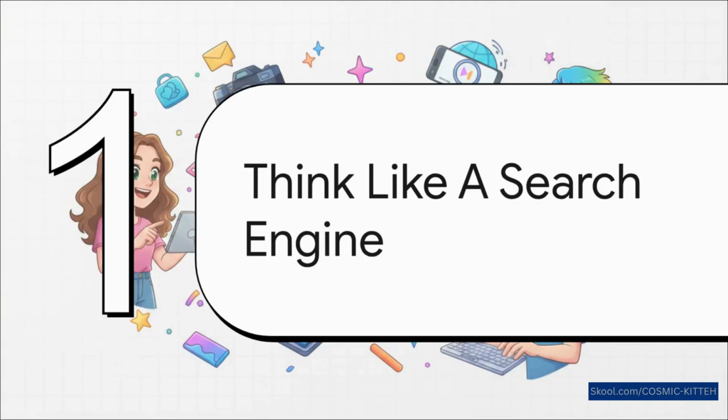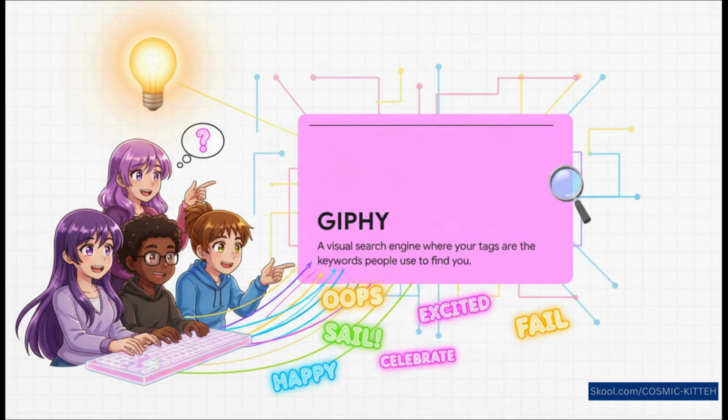First things first, we need a major mindset shift. If you're thinking of GIPHY as just a big, messy folder of GIFs, you're never going to win. The real key is to see it for what it truly is. This is probably the most important idea to get your head around. GIPHY is a visual search engine. Almost nobody just browses it for fun. They search it. They use simple keywords for emotions and reactions like happy, excited, or fail. Your tags are the only bridge between their search and your GIF. No tags means no discovery.